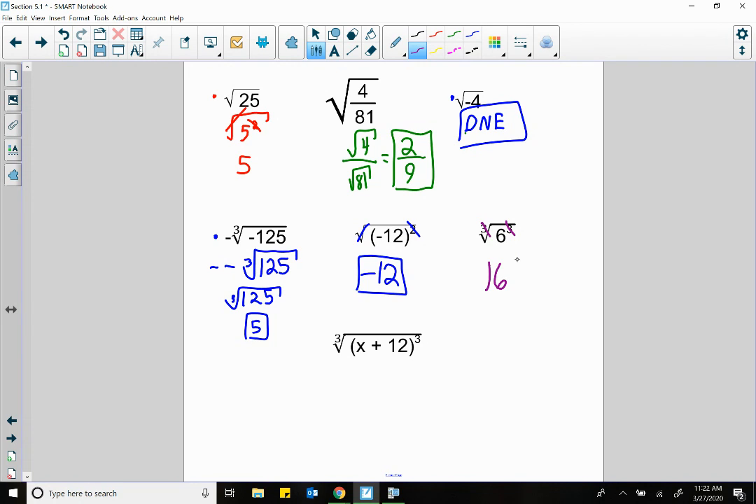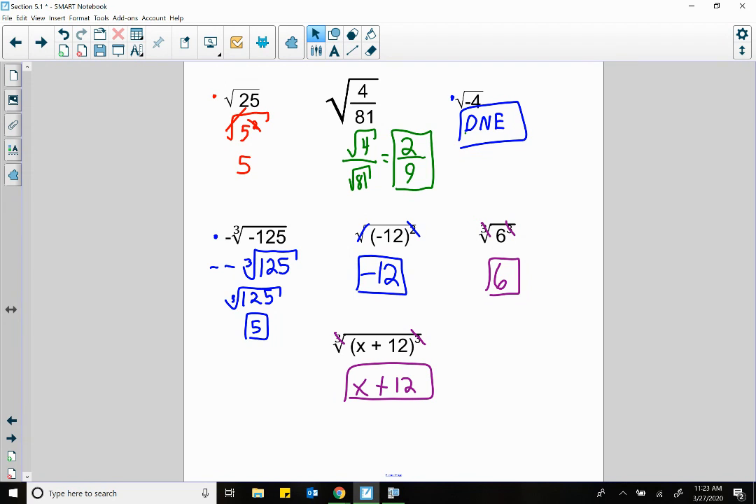You're left with 6. And last but not least, the same thing, even though I know you've got a variable here, it's just about the cube root taking out the power. And you're left with x plus 12. See? Not too bad, right? Getting used to some things.